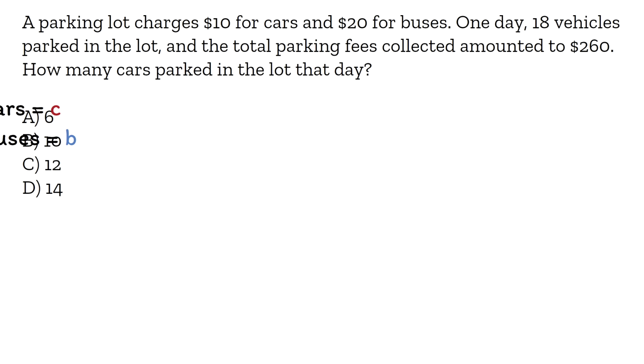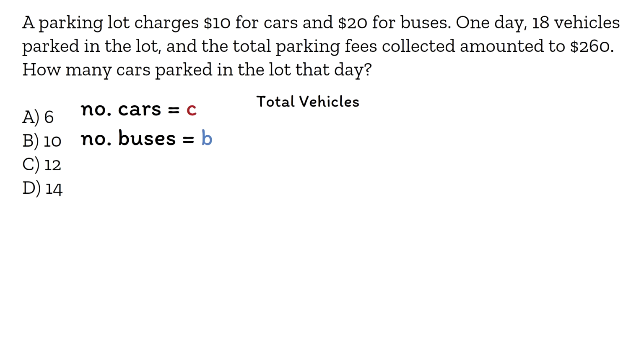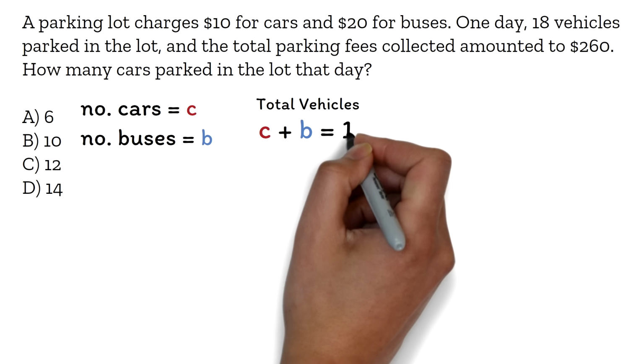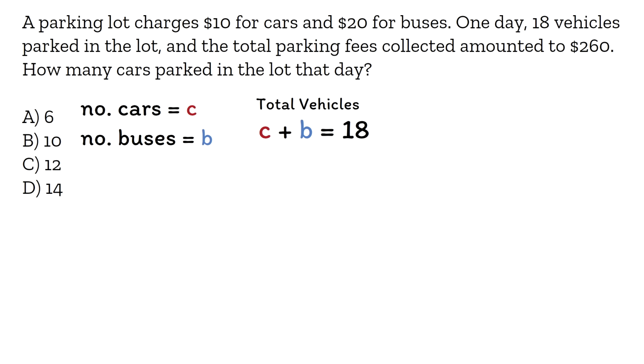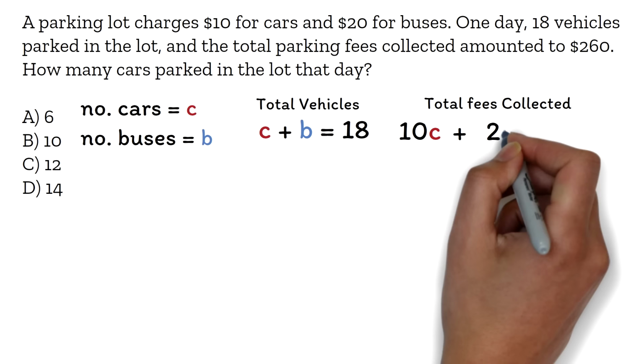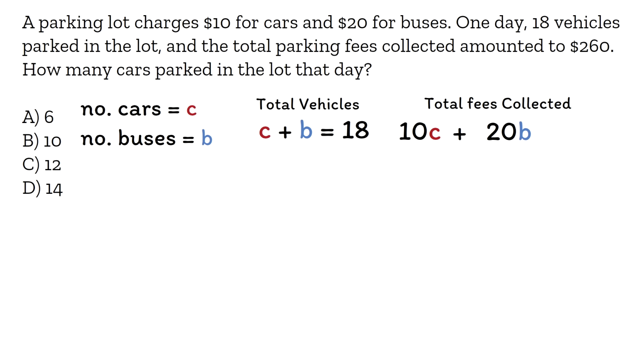Let's call the number of cars C and the number of buses B. We know that the total number of vehicles is 18. This means the number of cars C plus the number of buses B equals 18. The second equation we can get from this is the total fees collected. The number of cars that were charged $10 plus the number of buses that were charged $20 will be equal to the total number of fees collected, which is $260.